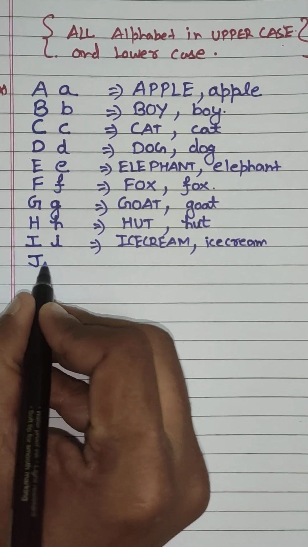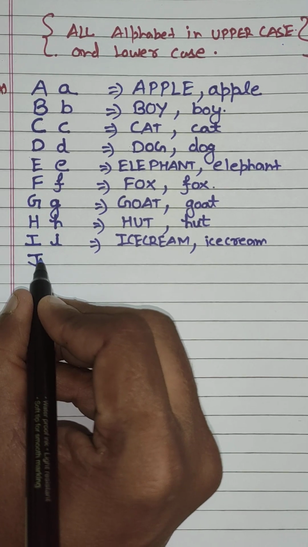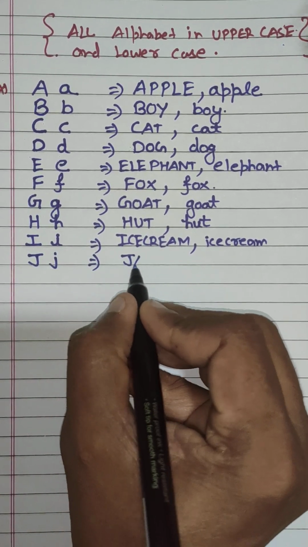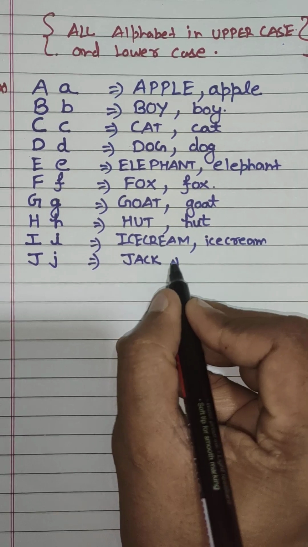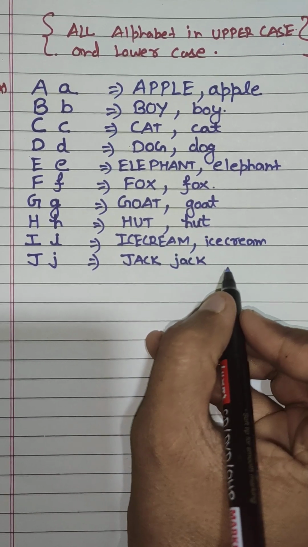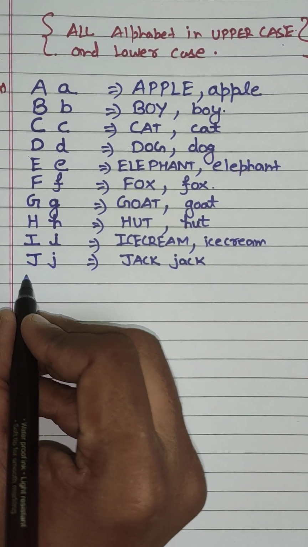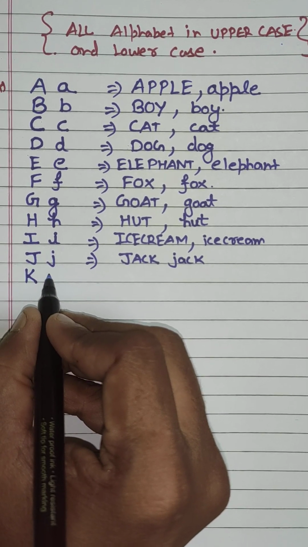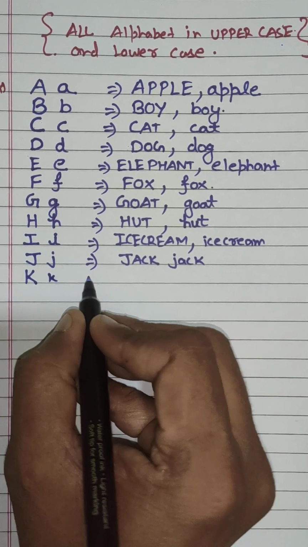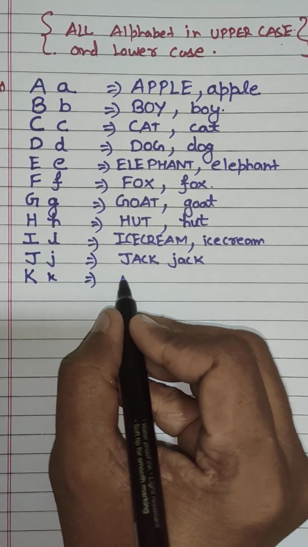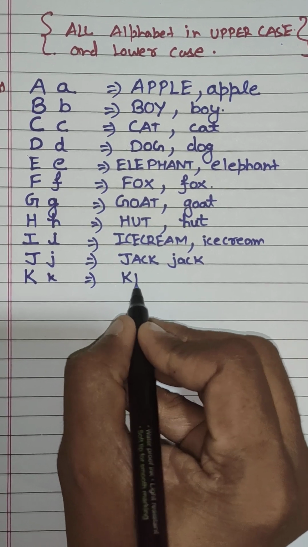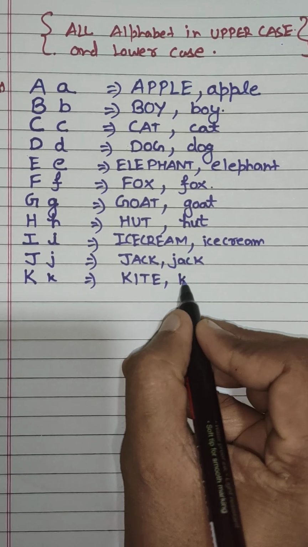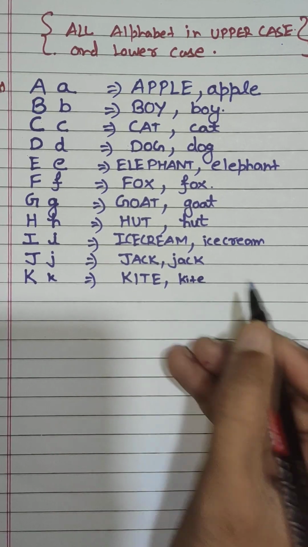Then again J in uppercase, and then it will be j in lowercase. J for jack. Jack. Then again capital K in uppercase, and in lowercase we will write small k. This will be K, kite. Kite.